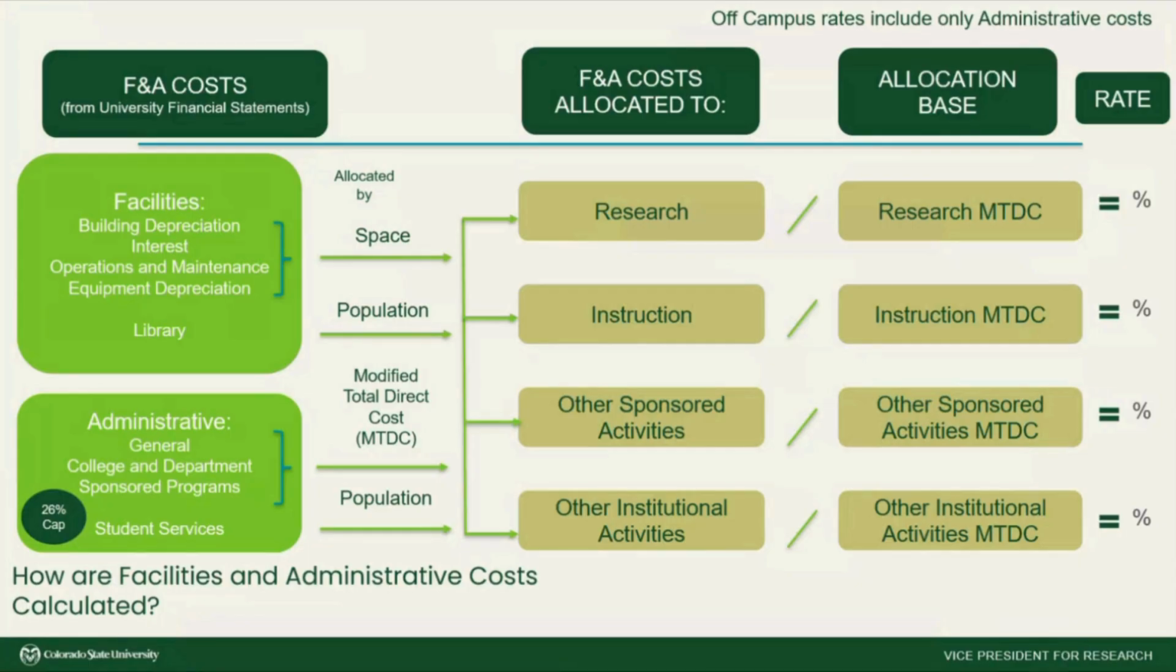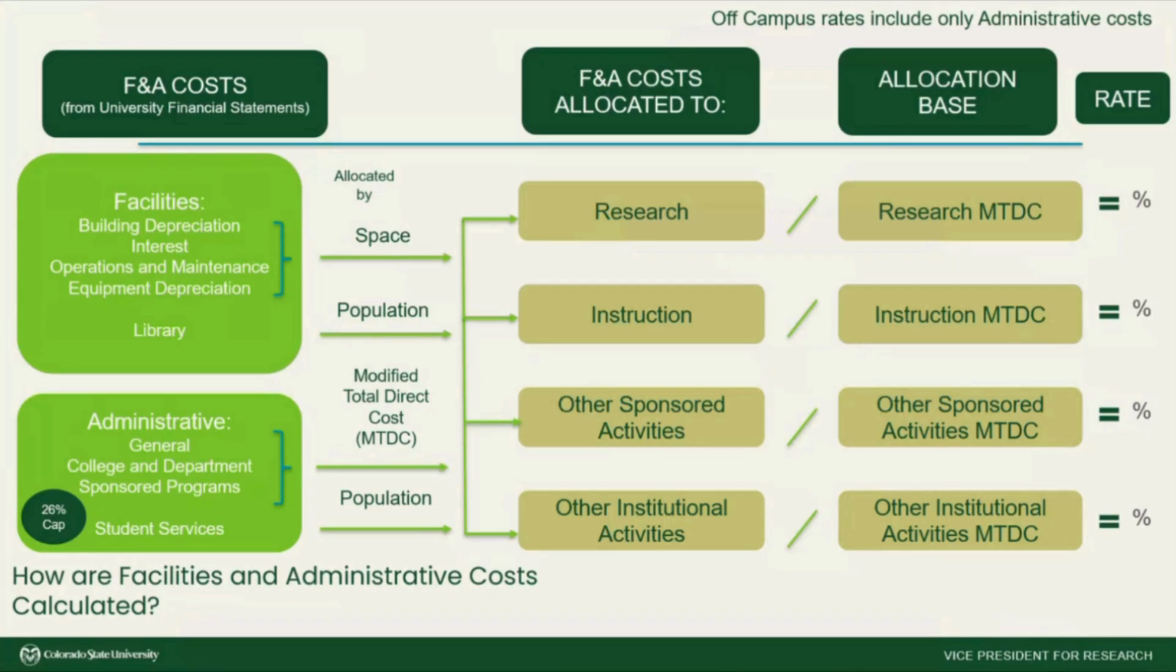There's an organized research rate, which is a function of the university that's recognized in 2 CFR 200. There's instruction, for sponsored instruction and the support of instruction. There's other sponsored activities, things like what SEML does most often fall into other sponsored activities. And then there's other institutional activities, which is where we put all the unallowable expenses and sort of everything else.